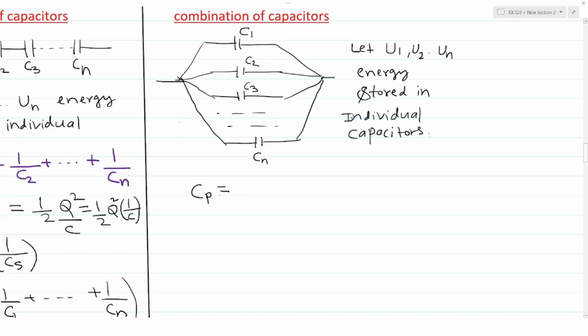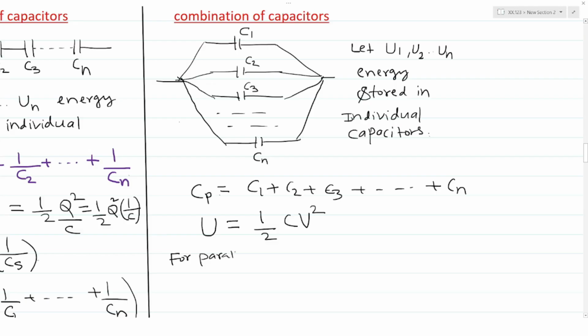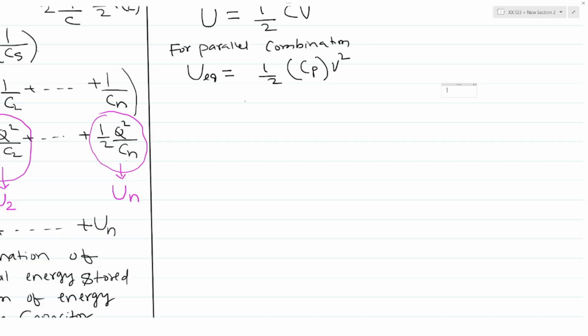And in case of parallel combination, equivalent capacitance Cp equals C1 plus C2 plus C3 and so on plus Cn. And we know that energy stored in case of a single capacitor is given by half CV square. And for parallel combination, U equivalent equals half into Cp into V square. So half, what is the Cp value? Cp value is nothing but C1 plus C2 plus C3 and so on plus Cn multiplied by V square.